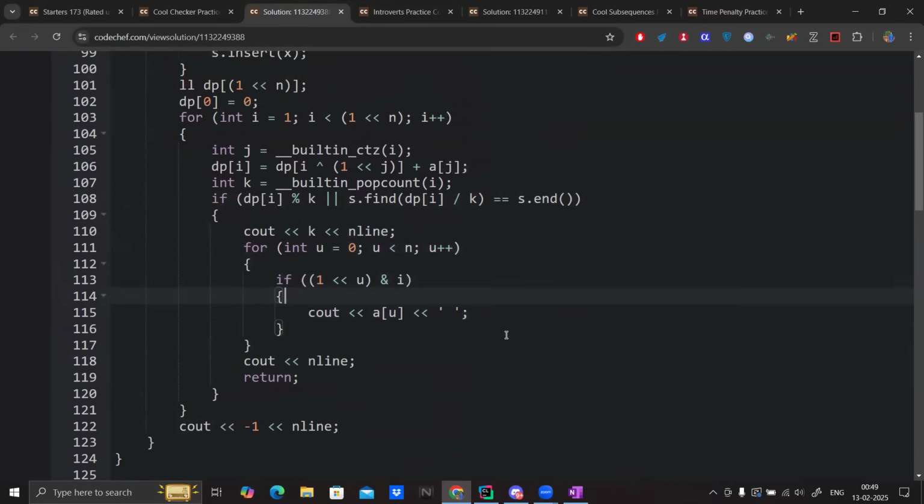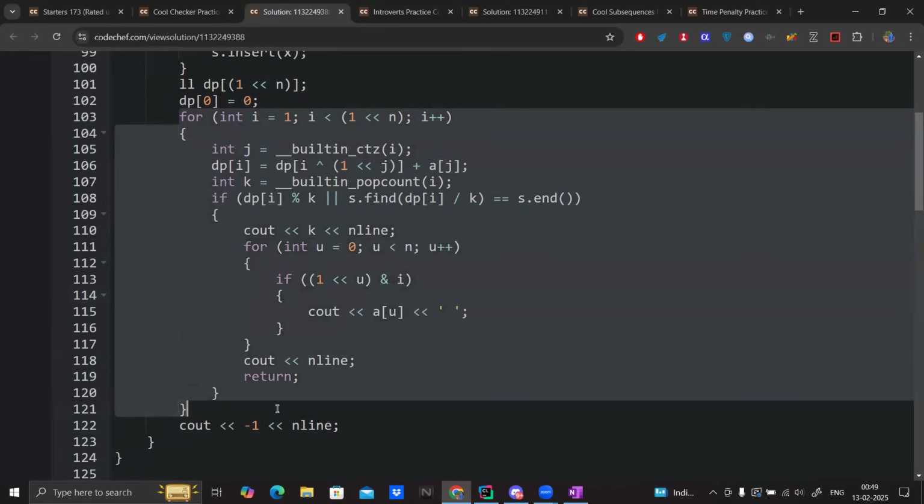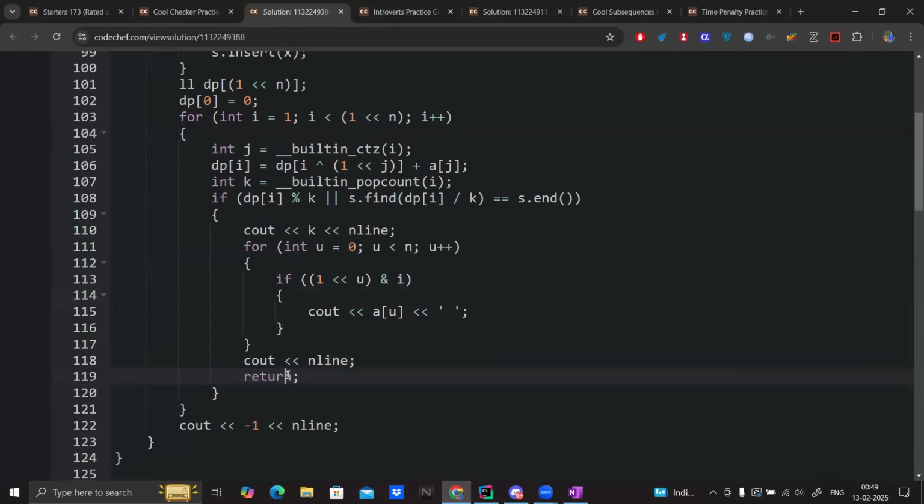All right. So this is how I iterated over all the subsets. And in the end, I just printed -1. Like if I don't return out here, then I iterated over all the subsets and did not find anything, so I print -1. Okay. So I hope that is clear.